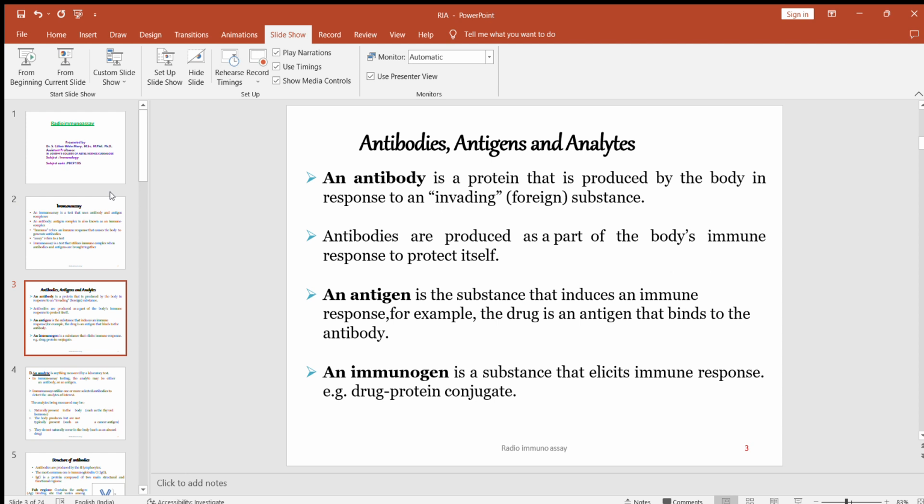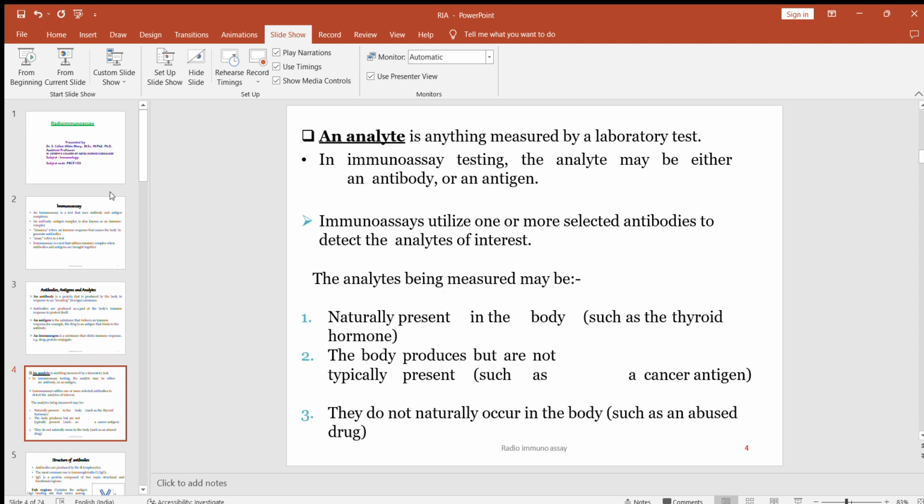An antibody is a protein that is produced by the body in response to invading substances. Antibodies are produced as a part of the body's immune response to protect itself. An antigen is a substance that induces an immune response. For example, a drug is an antigen that binds to the antibody. An immunogen is a substance that elicits an immune response, for example, a drug protein conjugate. An analyte is anything measured by the laboratory test.